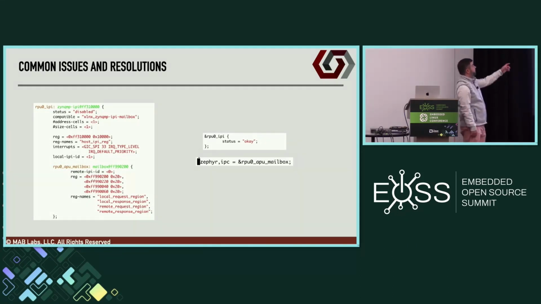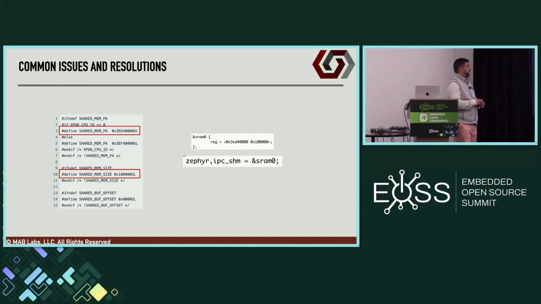So this RPU0 IPI is the interface, the IPC interface, which Xilinx calls IPI. Here we can see the mailbox, which is essentially the communication mechanism between the Cortex-A processor and the Cortex-M0. So this is the 0th MCU. All we need to do is make sure that we enable that, and then in our overlay file, ensure that we're setting this Zephyr IPC node entry to a reference to this particular mailbox. Okay.